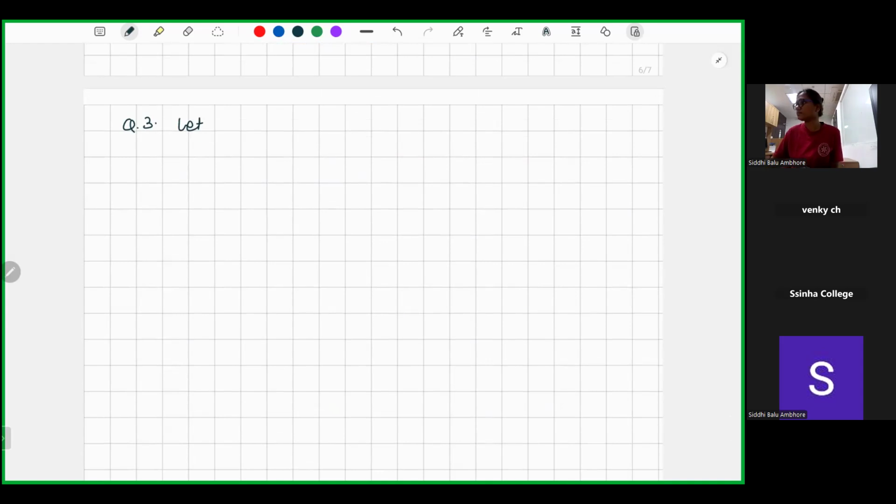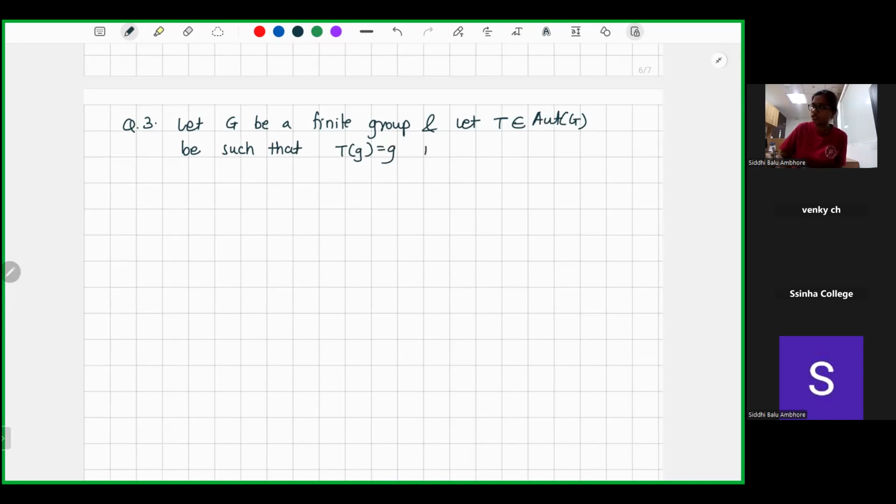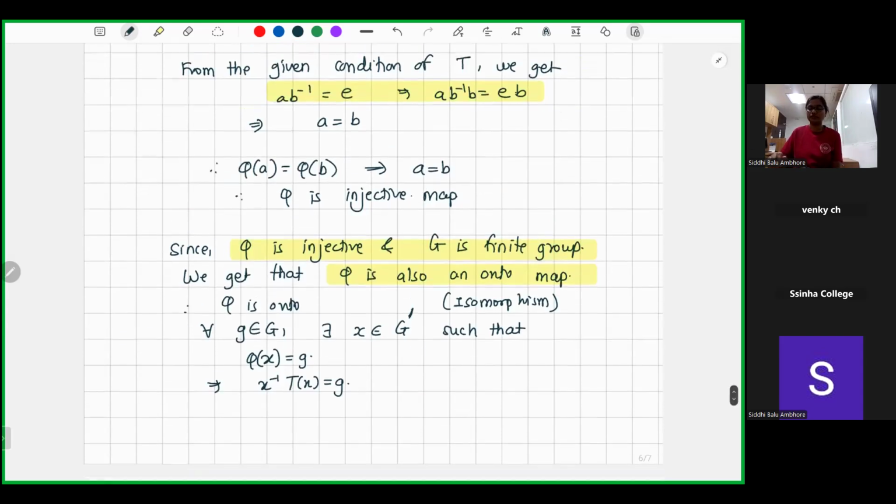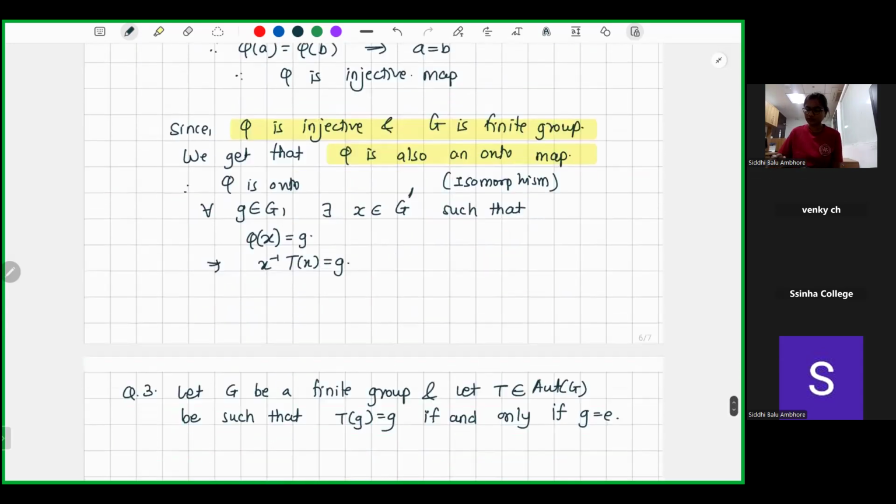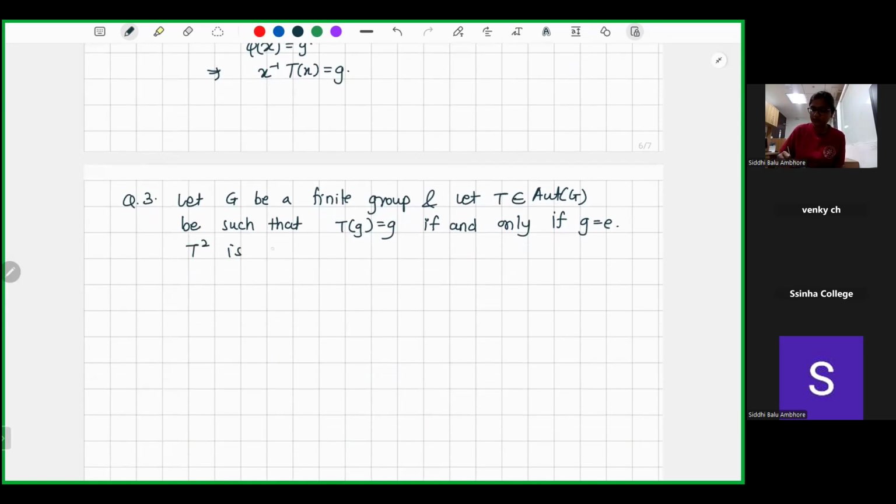Okay, yeah. So let G be a finite group and let T belong to Aut of G be such that, again this same thing, T of g is g if and only if g is E. And now the condition is different here, that T square is the identity map on G.